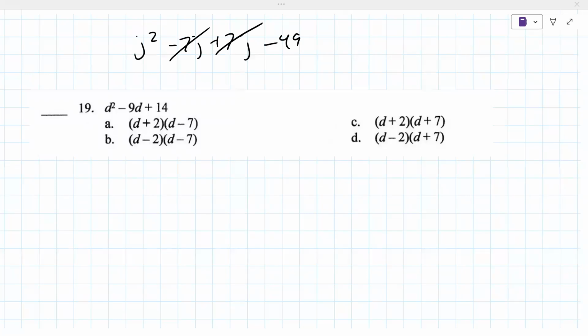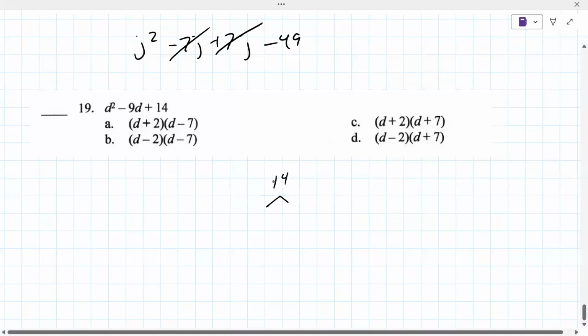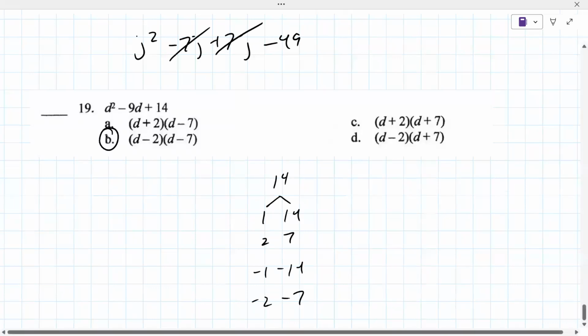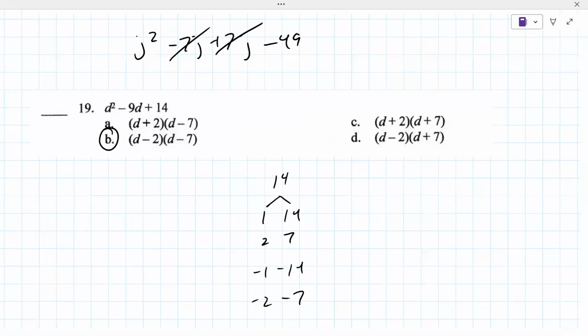All right, so just to be clear here, 14 is either 1 and 14 or 2 and 7, but it could also be -1 and -14, -2 and -7. Do any of these match up with that? Not sure. Yeah, this one right here. Sometimes the multiple choice is challenging because you don't see the answer even though it's there. You think it's not there and you wonder what you're doing wrong. Lots of issues all over the place with that.